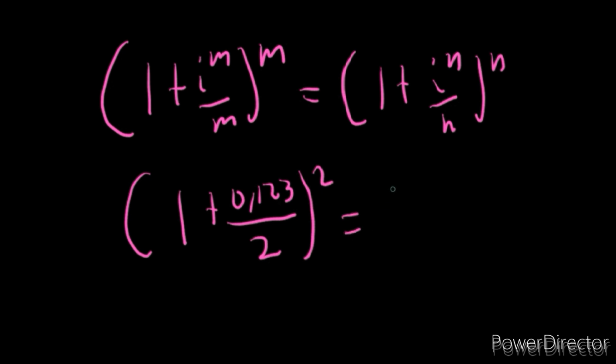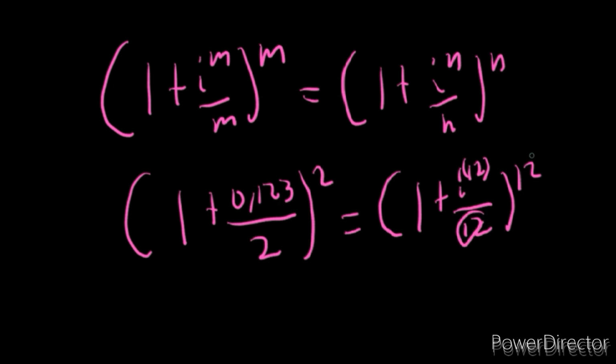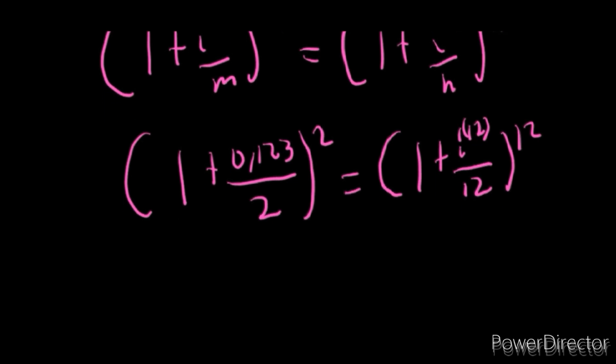So we want to convert it into a monthly rate. So we're going to say I12. Remember, it's not an exponent. It just means the interest component monthly. And then we divide by 12 and we multiply by 12, monthly. So that's how it is. So now we have to solve for I12.